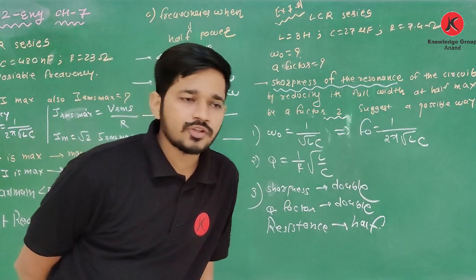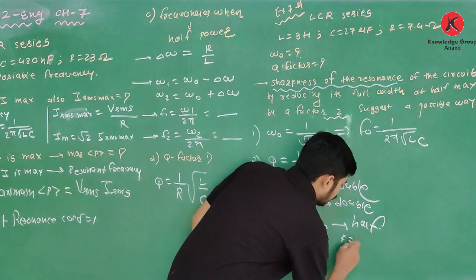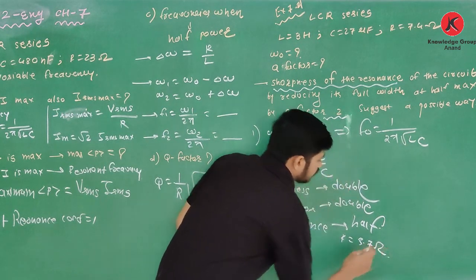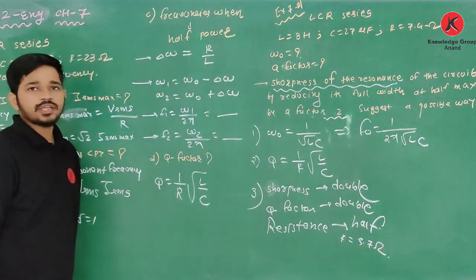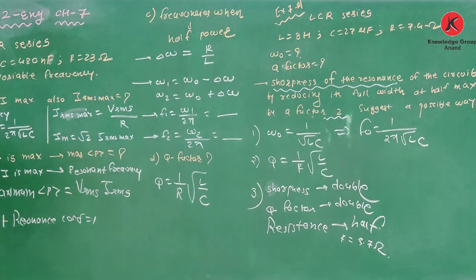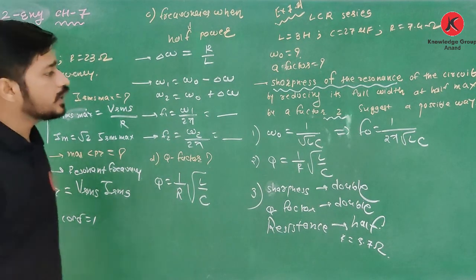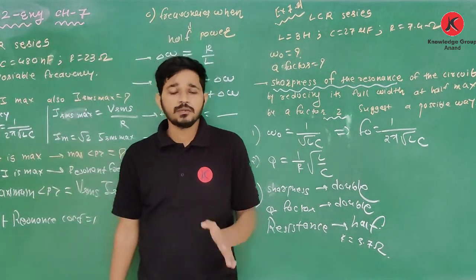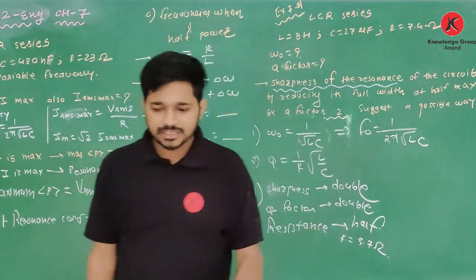Clear about this? So here you have to take resistance value R is equal to 3.7. Okay. So these are 2 questions which you have to calculate by yourself. Now next questions.